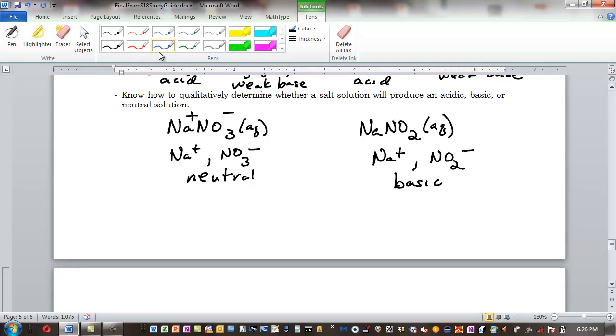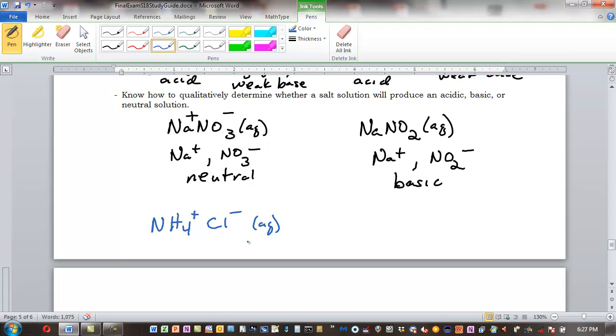Watch for salt solutions like that as well. NH4, so something with a cation that's not a metal. Okay. So what about that salt? This one will be acidic.